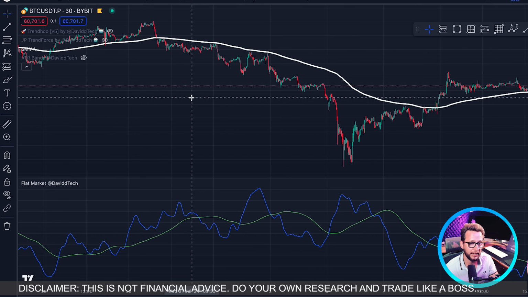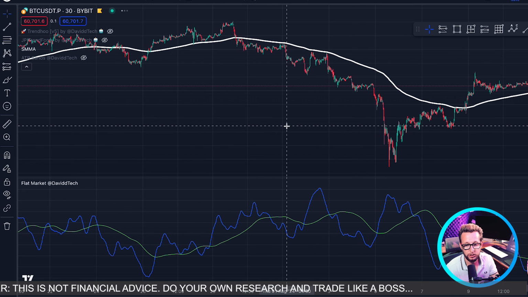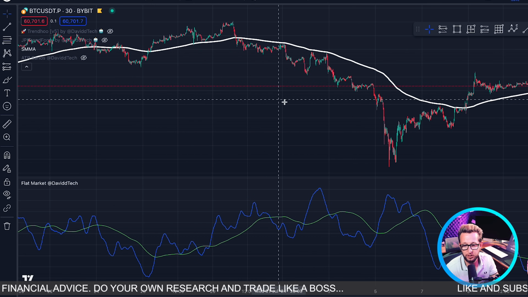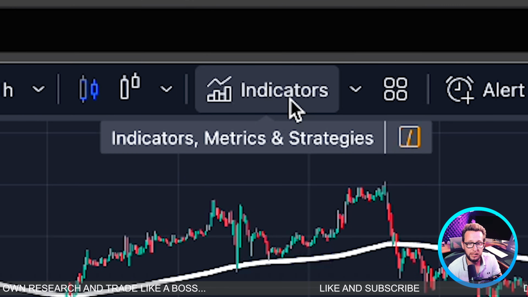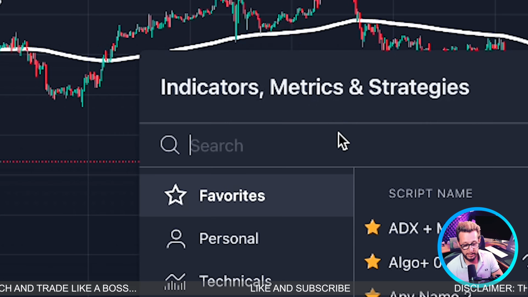So that's why we're going to be adding another indicator. We don't trade just one confirmation indicator. We always add a couple to make sure that we get the best entries. The next indicator that we're going to be adding is the JP oscillator.